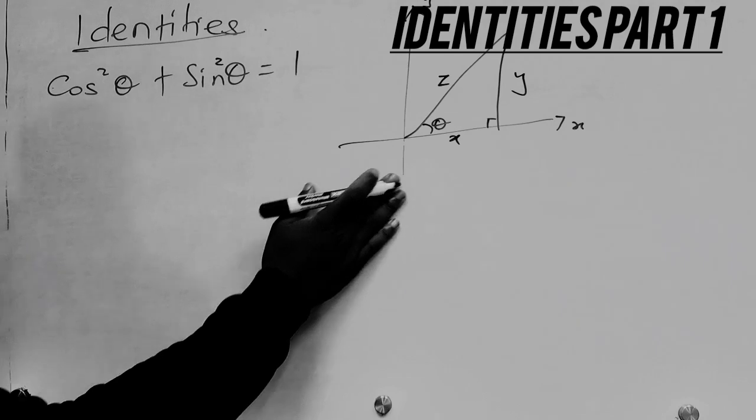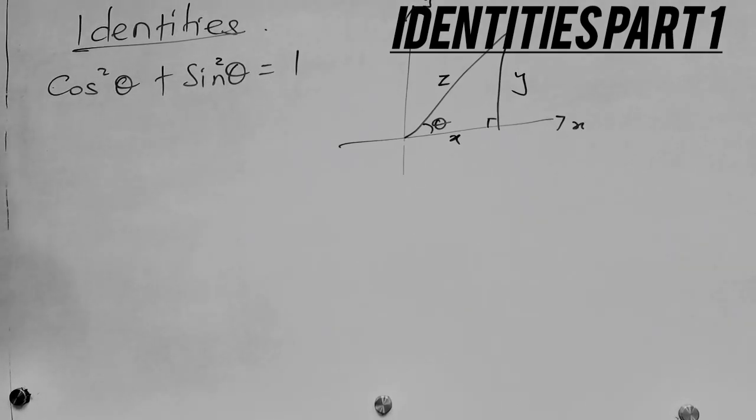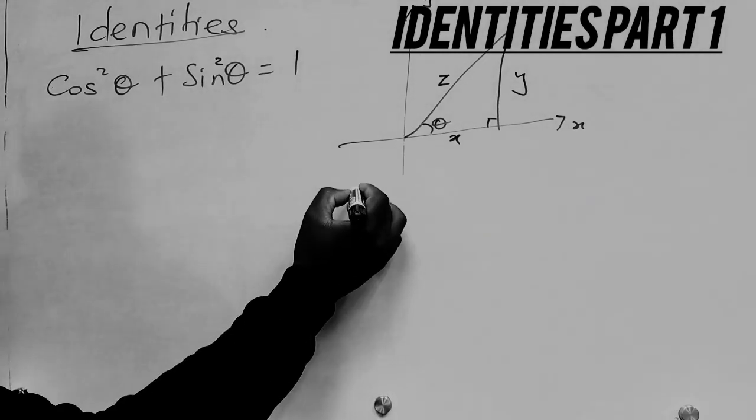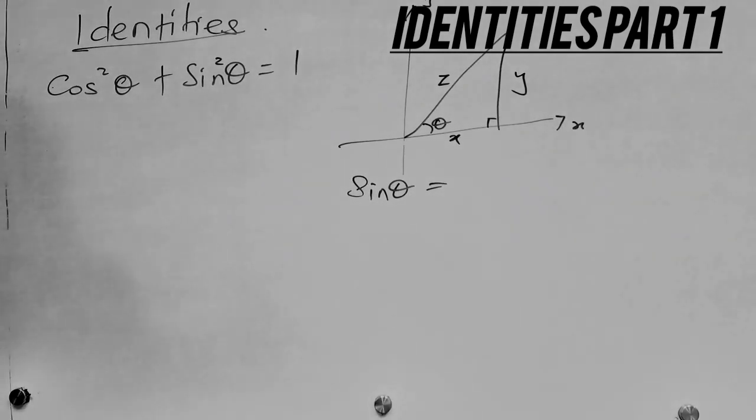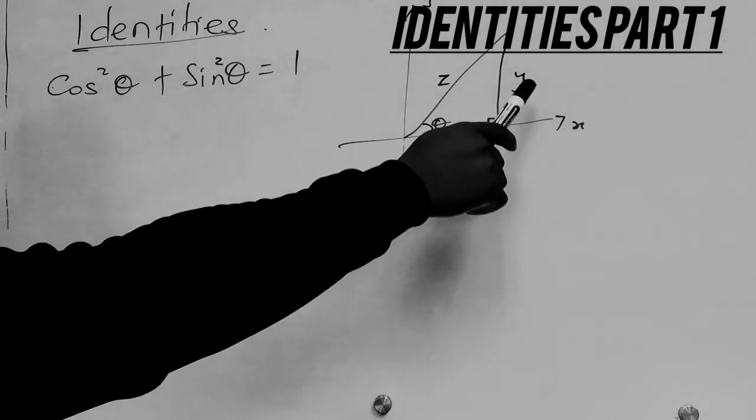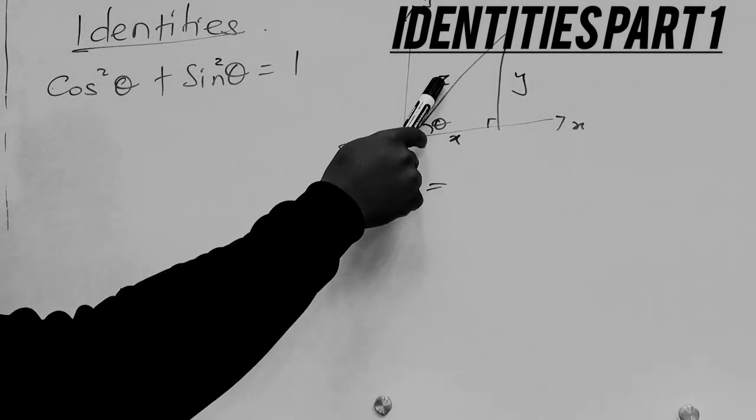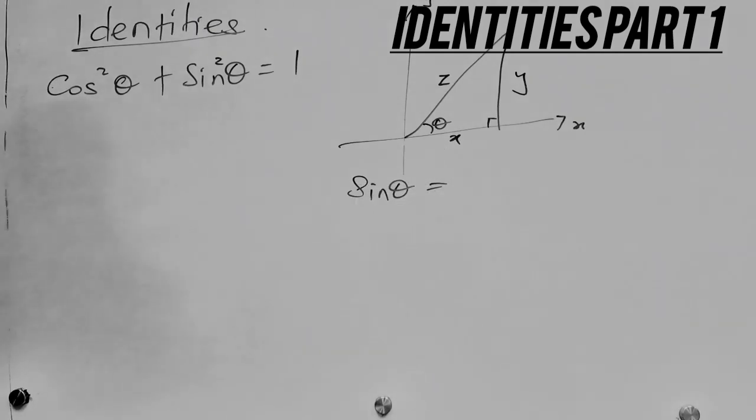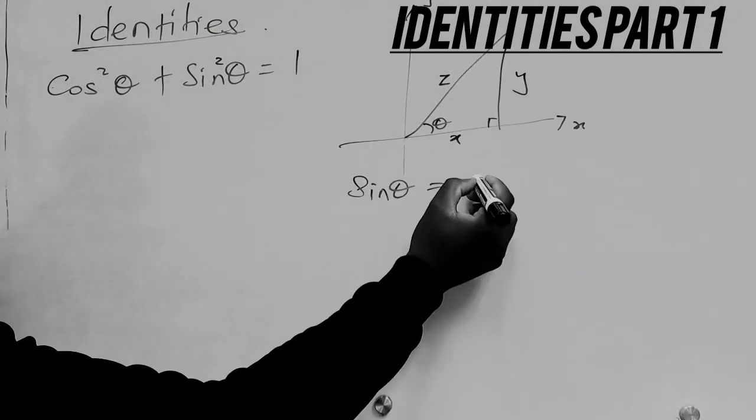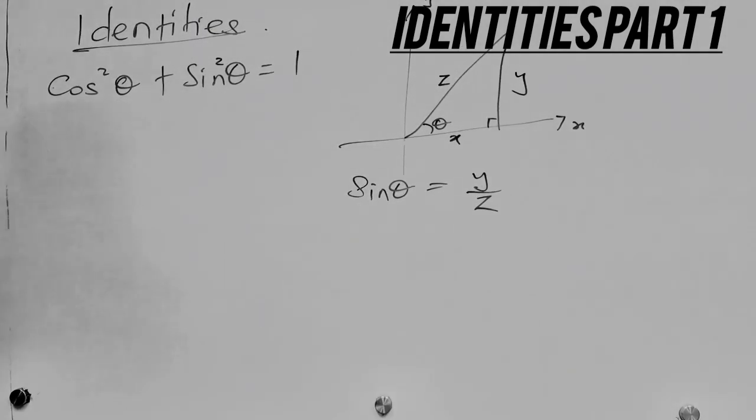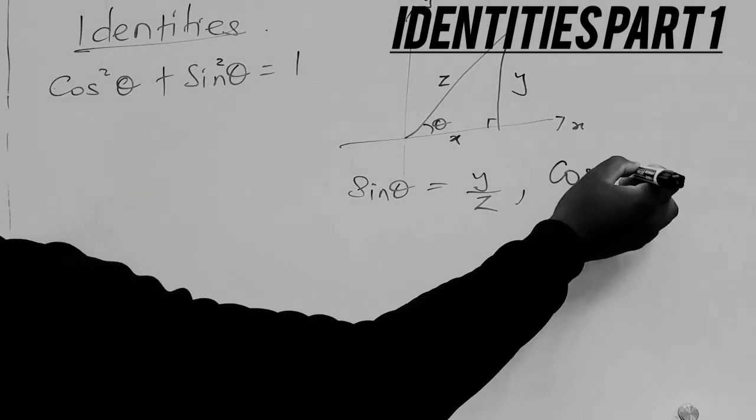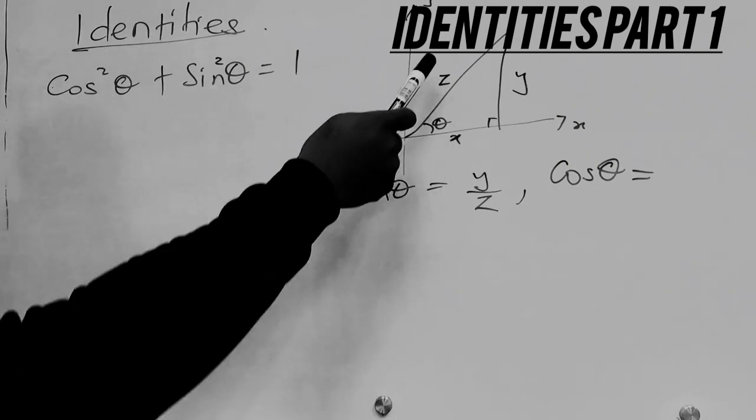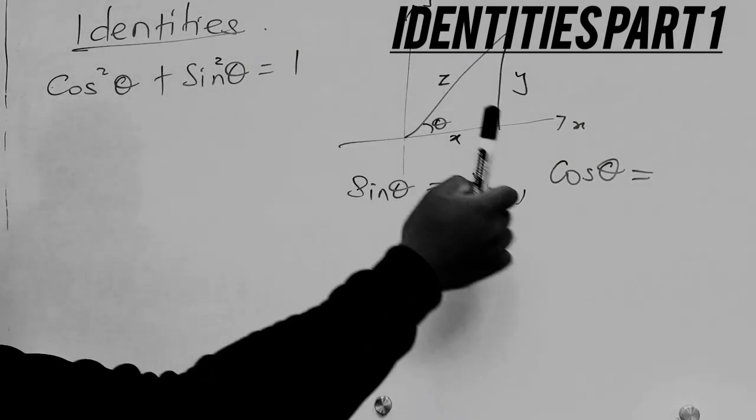Then from there we need to find sine theta and cos theta. These are trig ratios that we are applying. Sine theta is opposite over hypotenuse. This is our opposite, this is our hypotenuse, this is our adjacent side. So sine theta is y over z. Then cos theta is equal to adjacent over hypotenuse, which is x over z.